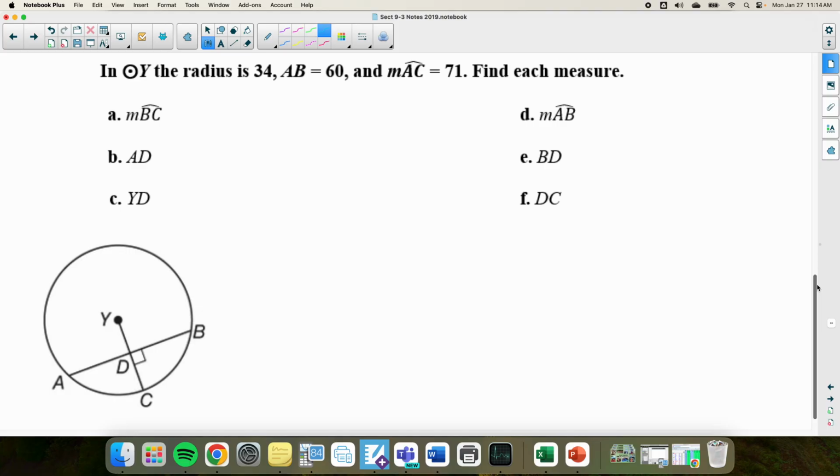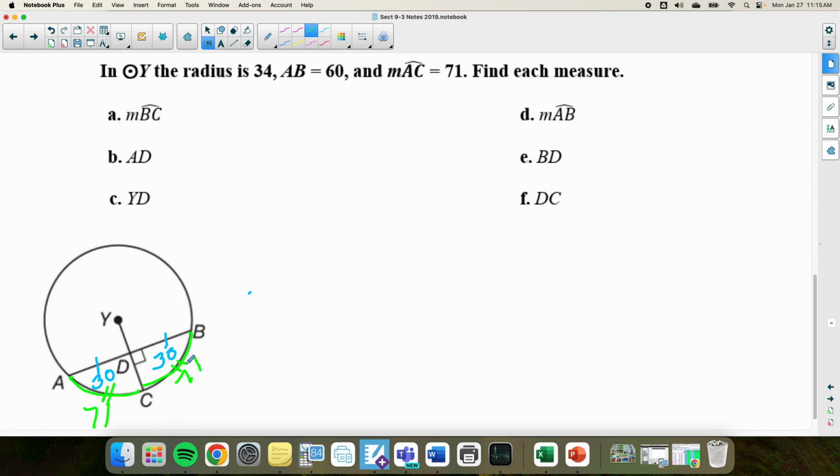Now let's look at this one. It says AB, which is the segment. Make sure you realize this would be the chord length. This would be the arc length out here. So if the chord length is 60, that means each of these are 30. They tell us that just from A to C is 71. So what would B to C be? 71 also, yes. These two are always going to be equal if your radius is perpendicular to the chord.